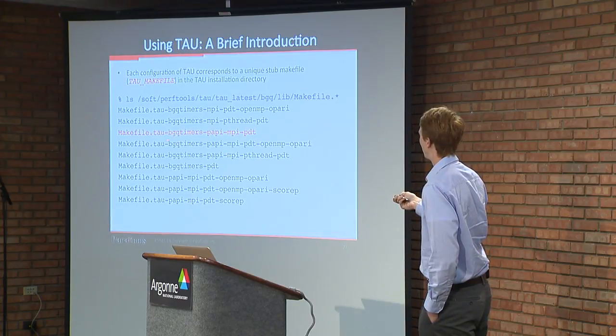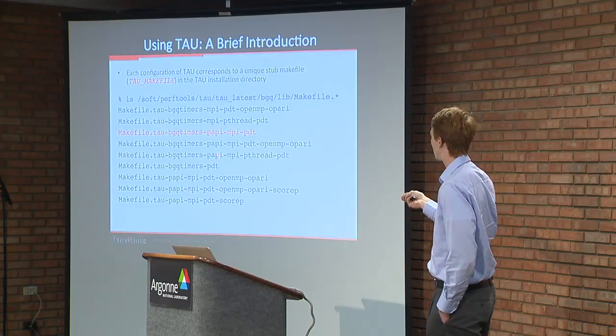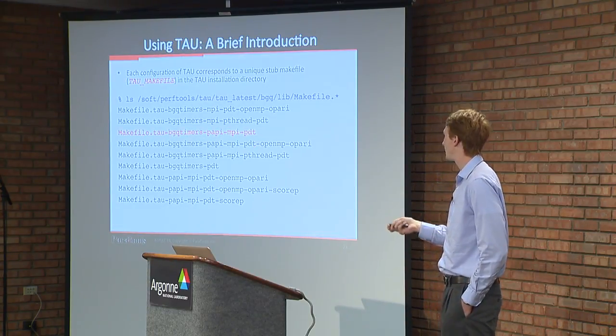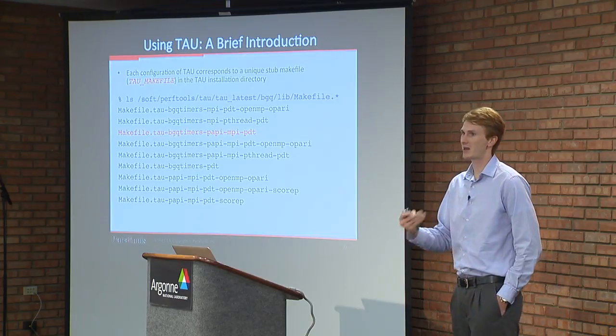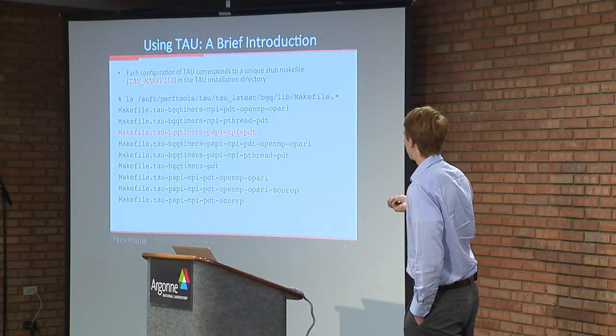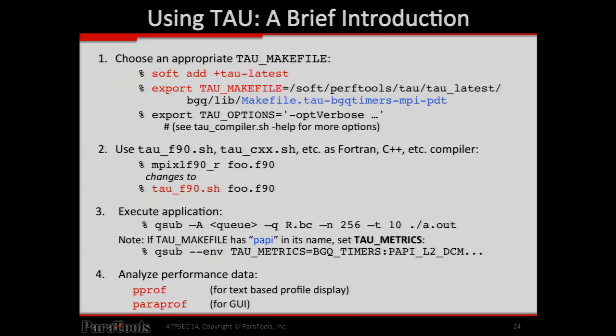So in this example with the red, I'm on a Blue Gene, so I'm going to use high-performance Blue Gene Q timers. I want to use PAPI hardware performance counters with MPI, and PDT means I'm going to use the automatic source-based, or source code, instrumentation. And you can see we have options in here for using Score-P. That's a good one if you're going to use the Vampir trace visualizer, which I highly recommend. There are also OpenMP configurations if your code uses OpenMP, or OpenMP and MPI together.